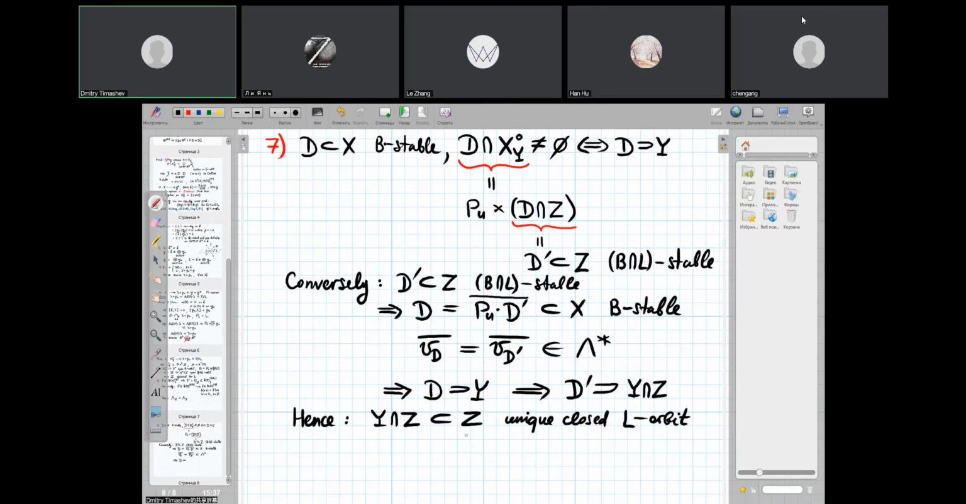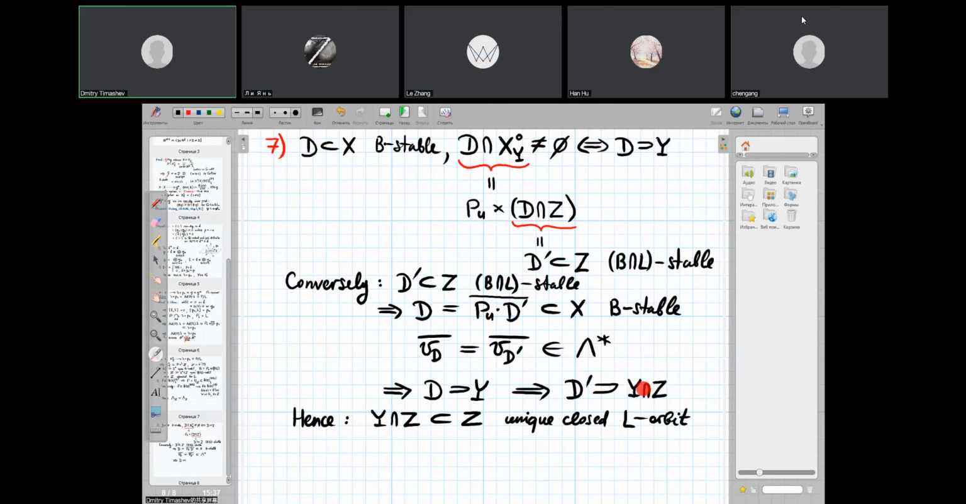If it were not a single L orbit, then, well, it is L stable, it is a closure of some L orbit. But if it were not a single L orbit, then there would be some smaller L orbits on the boundary. But it follows from the classification of spherical varieties by means of colored data that an orbit is uniquely determined by the set of B-stable divisors containing this orbit, because this data is encoded in its colored column.